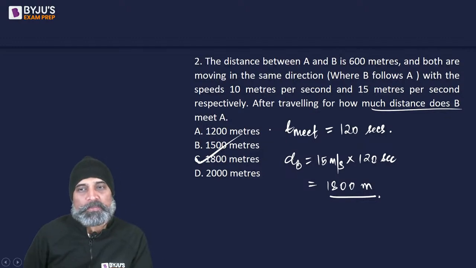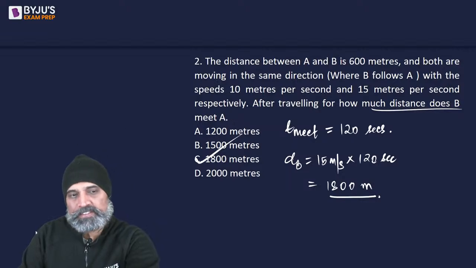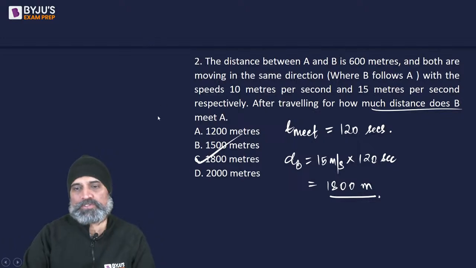After traveling for how much distance does B meet A? We're talking about B meeting A, right? And not vice versa. So it should rather be about the distance covered by B and not the distance covered by A, right? तो यहाँ पर ये एक typo है, इसको ठीक कर लेते हैं.